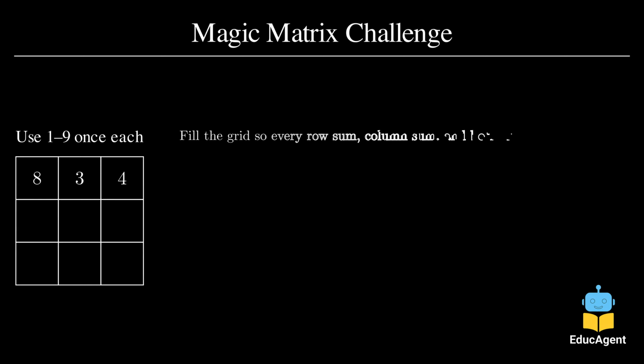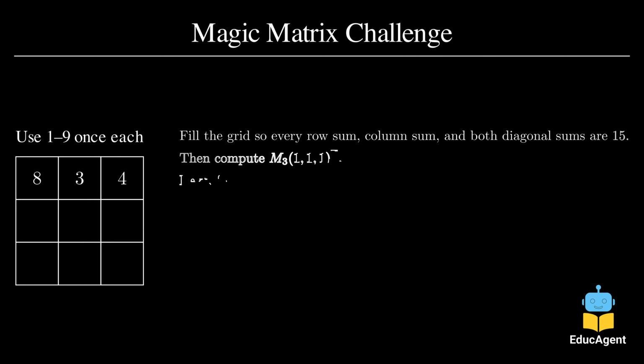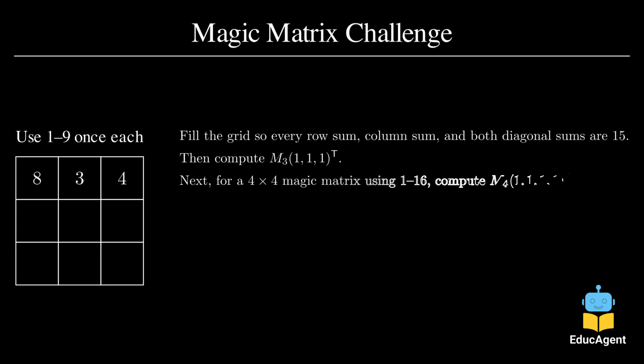Here's the problem we'll solve today. Invent a 3x3 magic matrix using 1 through 9 exactly once, so every row, column, and diagonal adds to 15, with first row 834. Then compute M3 times 111 transpose. After that, we'll jump to a 4x4 magic matrix using 1 through 16 and compute M4 times 1111 transpose.